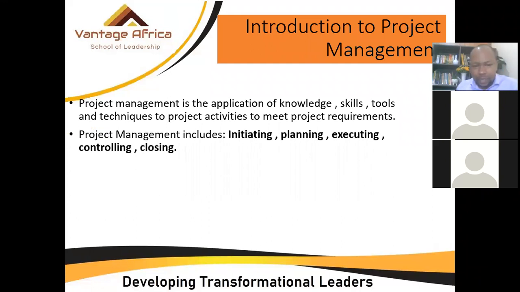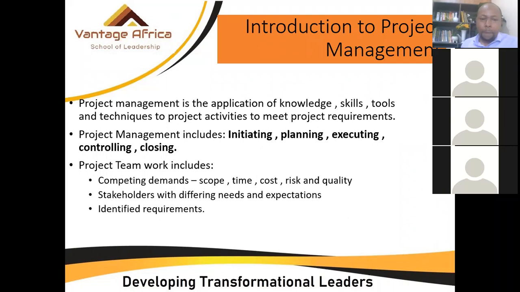So project management includes initiating, planning, executing, controlling, and closing. And these are what we will be calling, later on, project management processes. We will be calling them that. Project management processes. Initiating, planning, executing, controlling, and closing. Okay? Now, what is the work of a project team?